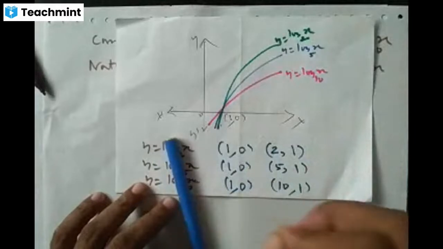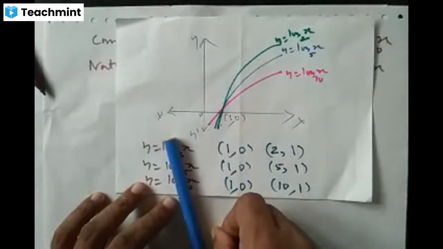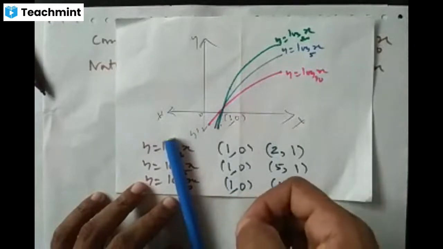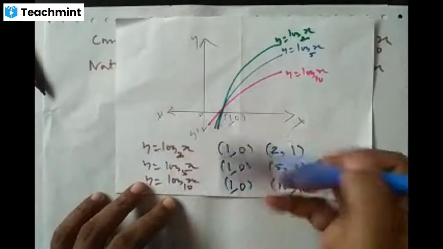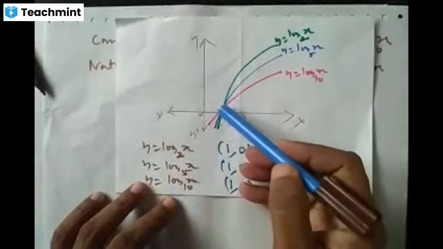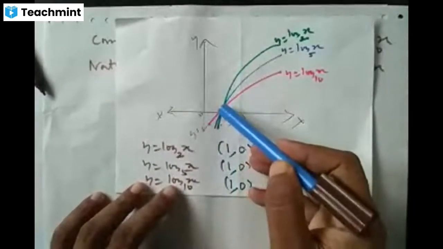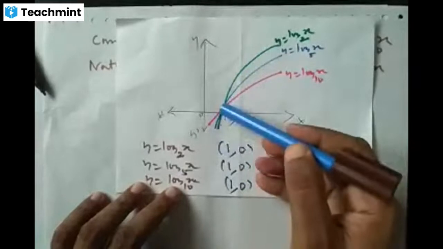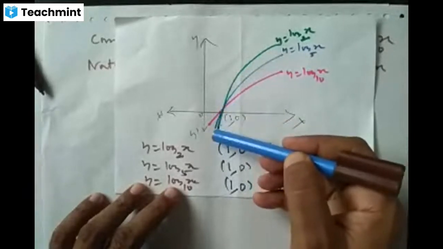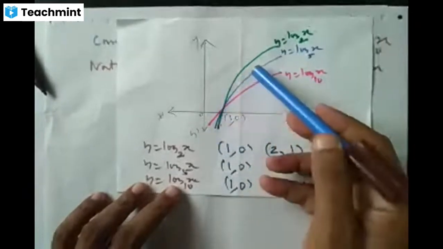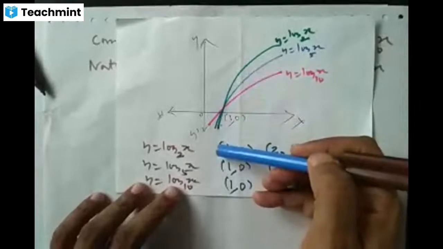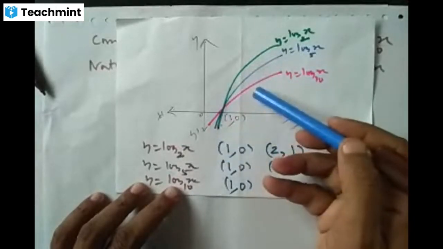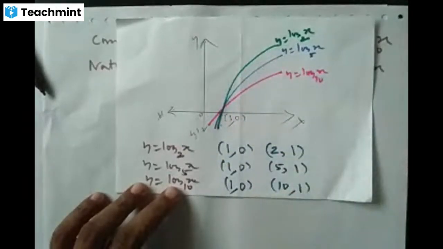So, that's observation number 1. Next, observation number 2. What is the range of the logarithmic function? See here, at this point the value of y is 0, at all other points the value of y is positive. Here, at all these points the value of y is negative. So, y can be 0, y can be positive, y can be negative. So, the range is the set of all real numbers, correct? So, that's observation number 2.